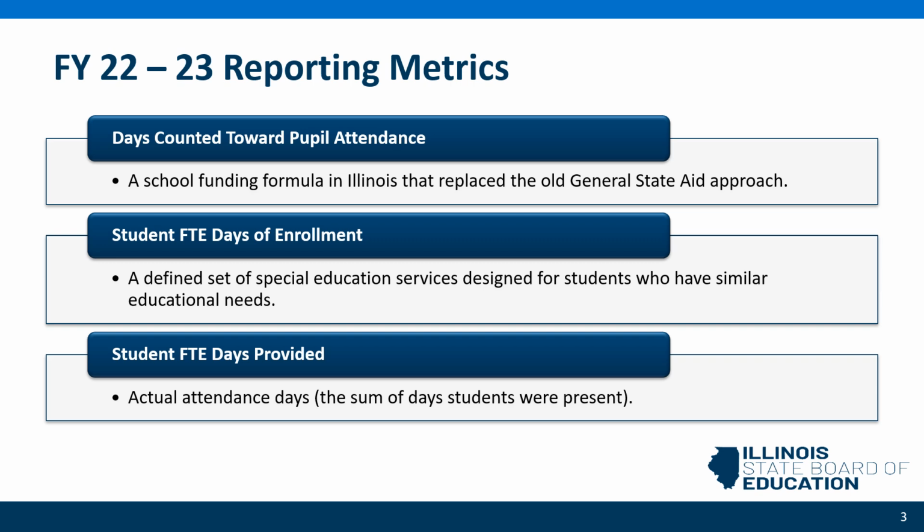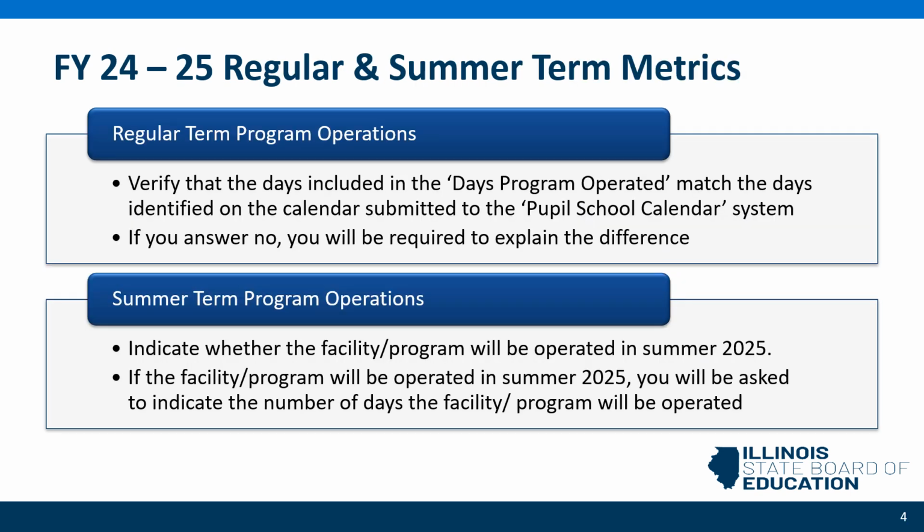Number 3, student FTE days provided. This measures the actual days students attended the program. These distinctions help the Illinois State Board of Education clearly understand potential attendance versus actual attendance. Now that we've covered required enrollment data for fiscal year 2022 and 2023, let's look ahead to what you'll need to report for fiscal year 2024 and 2025.